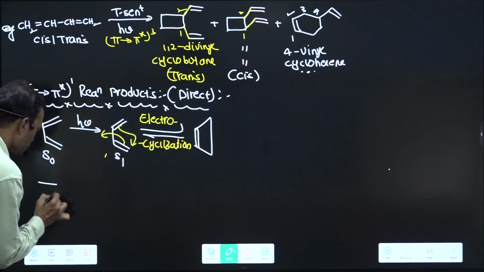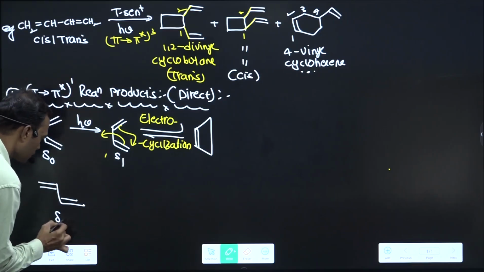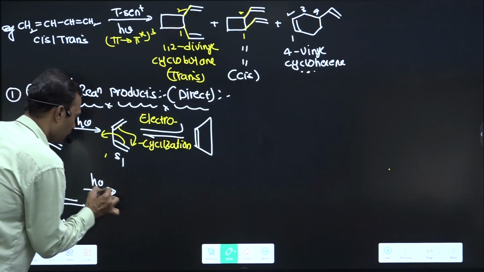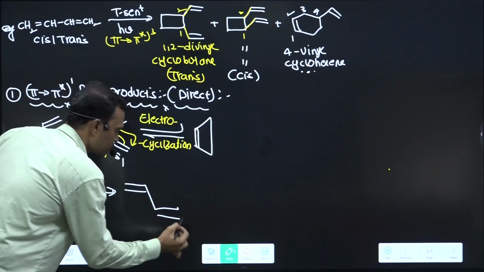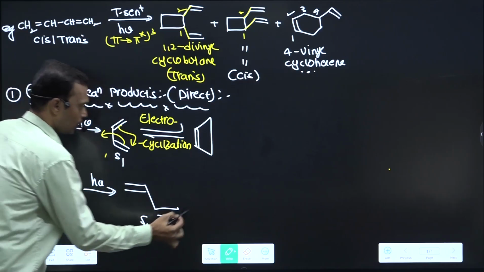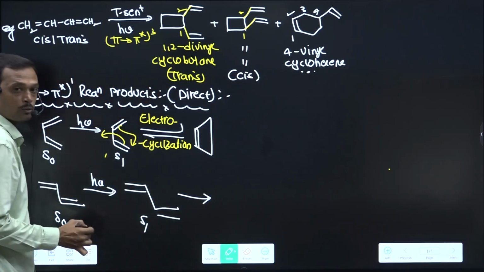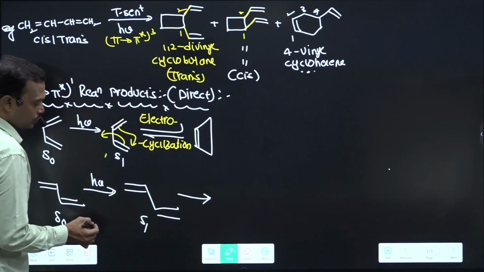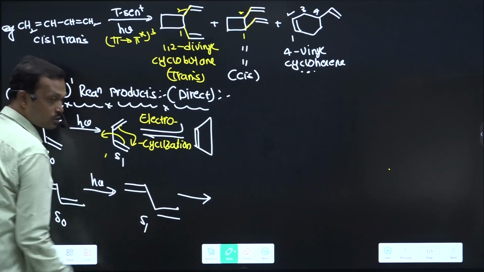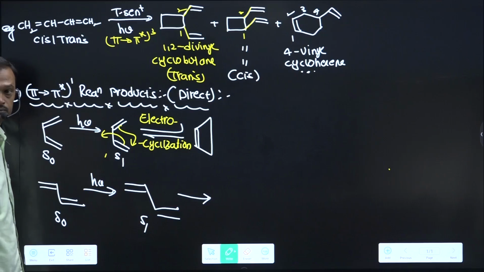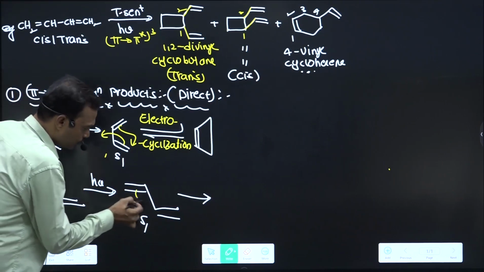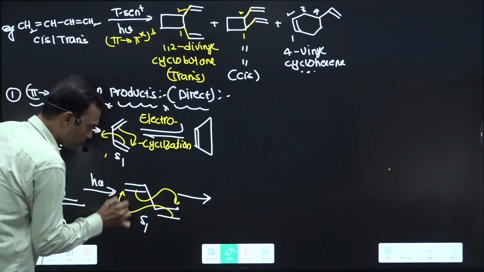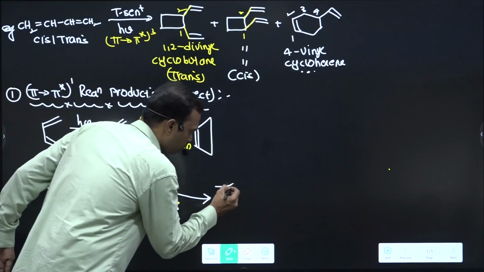And if I take the trans isomer, this is S0. Photochemically I can make it into S1, the excited state. Now this is responsible for giving one new product. So here, if this carbon joins together, this carbon joins here, this carbon joins here, then what happens? You will get this kind of product.